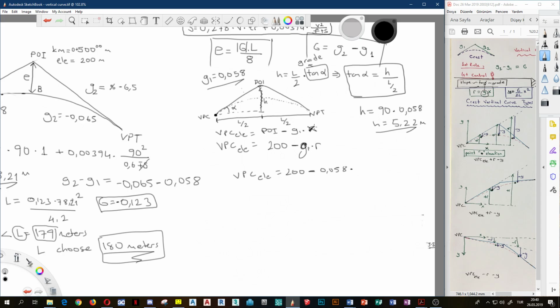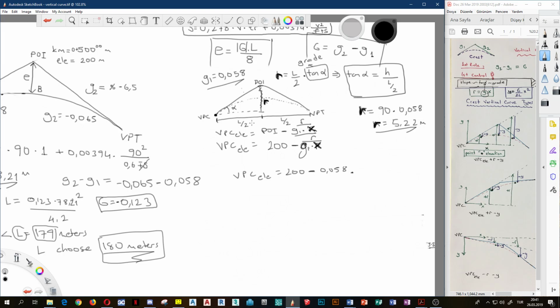Sorry, this value is X, this value is X, no R. This is X. R is equal to hash, it doesn't matter, I assume hash, but in the formula this is R, and G1 times X is equal to R. And 0.058 times the x value. What is the x value? L divided by 2.